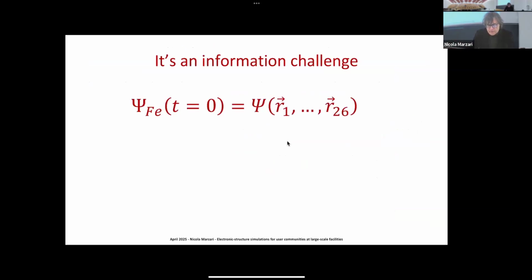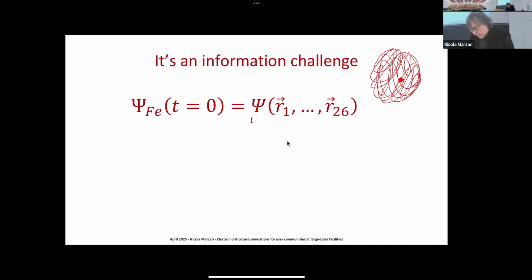And, just to show you how complex this is, I'm going to take a very simple example of an iron atom. Iron is the heaviest of the common elements in stellar nucleosynthesis. And so an iron atom has 26 protons. So there is a charge of 26 in atomic units on the nucleus that keeps together these 26 electrons.